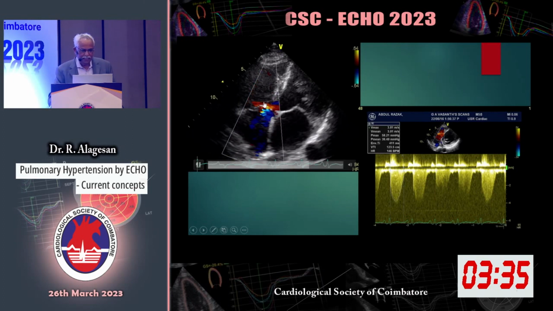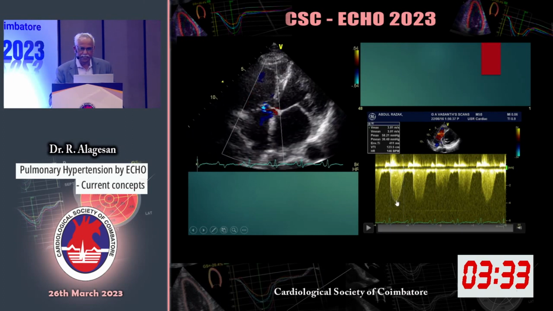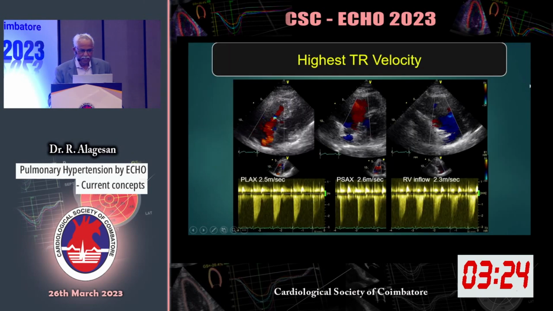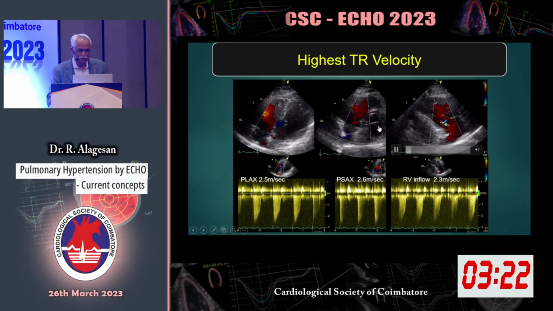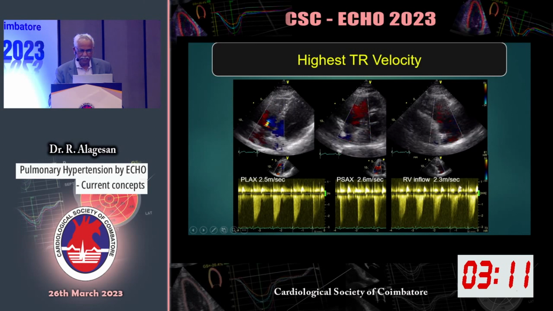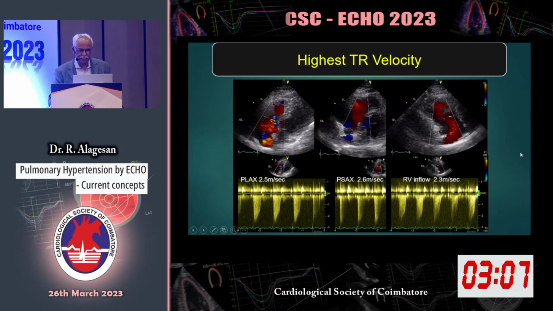The other thing is always measure the TR velocity during expiration. During inspiration, the RA pressure increases and the velocity decreases. So measure the maximum velocity during expiration. Use a number of views: apical four-chamber view, short axis view, and the RV inflow tract view. Use any of the views and look at the maximum velocity. The maximum velocity here is obtained in the parasternal short axis view.